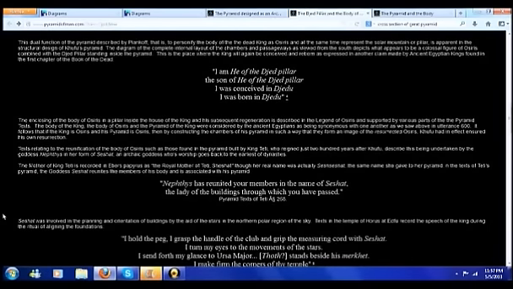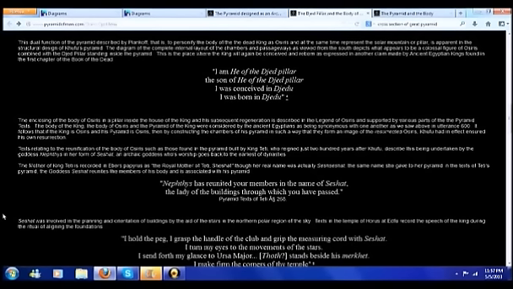The dual function of the pyramid to personify the body of the dead king as Osiris and at the same time represent the solar mountain or pillar is apparent in the structural design of the Great Pyramid. The diagram of the complete internal layout of the chambers and passageways as viewed from the south depicts what appears to be a colossal figure of Osiris combined with the Djed pillar standing inside of the pyramid.